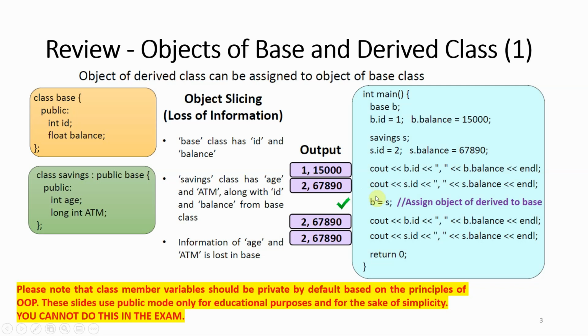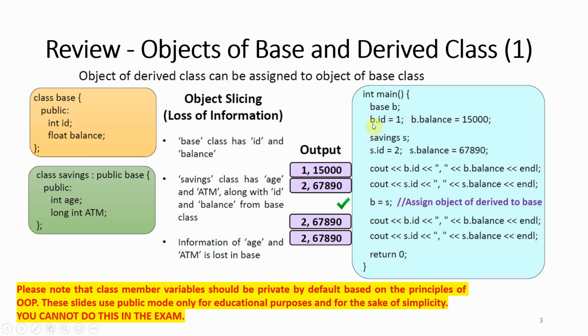Here the object of class base is calling the assignment operator, which the compiler is going to generate, to assign an object of class savings, which is derived from base, to it. This is a valid operation. This is called slicing. We basically slice the part of S that's common, the part that has ID and balance, and assign the ID and balance of S to B. So this is what's happening here.